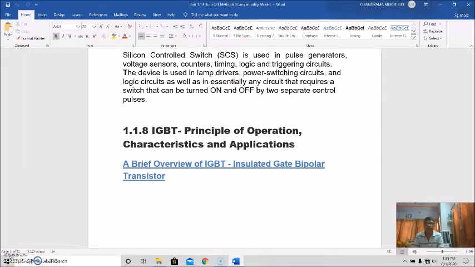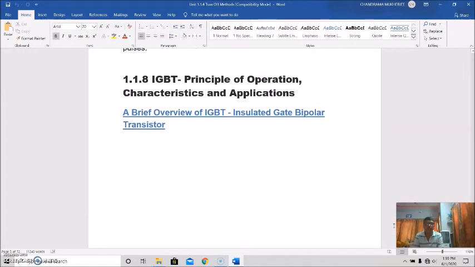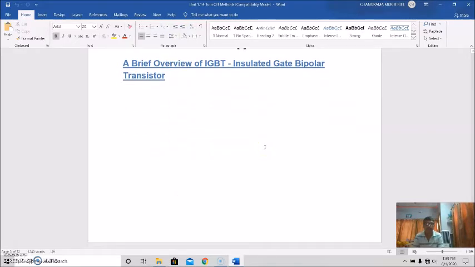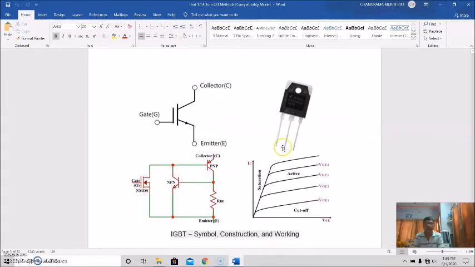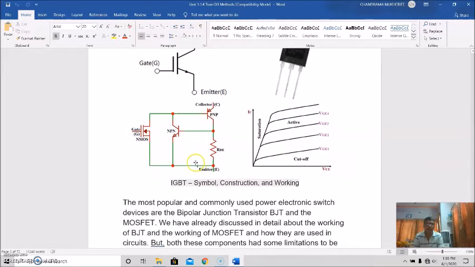So now we'll talk about IGBT, its principle of operation, characteristics, and applications. IGBT is the insulated gate bipolar transistor. This is the symbol. Insulated gate. This is collector, this is gate, and this is emitter. This is the construction like this. So construction and its working characteristics.